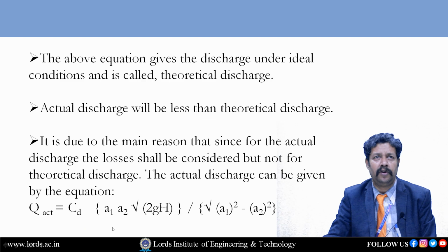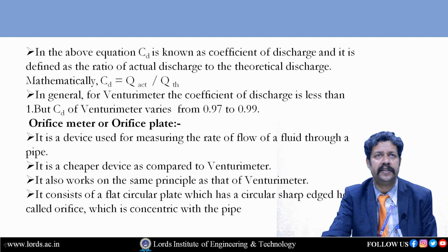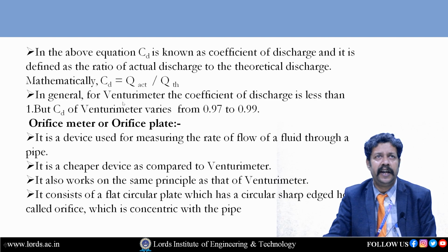So Q actual is equal to CD into A1 A2 root 2GH divided by square root of A1 square minus A2 square, where CD is equal to coefficient of discharge for Venturi meter. CD is defined as the ratio of actual discharge to theoretical discharge. Normally CD value is always less than 1 because actual discharge is always less than theoretical discharge. Its value ranges from 0.97 to 0.99. Normally we consider 0.98 for Venturi meter.